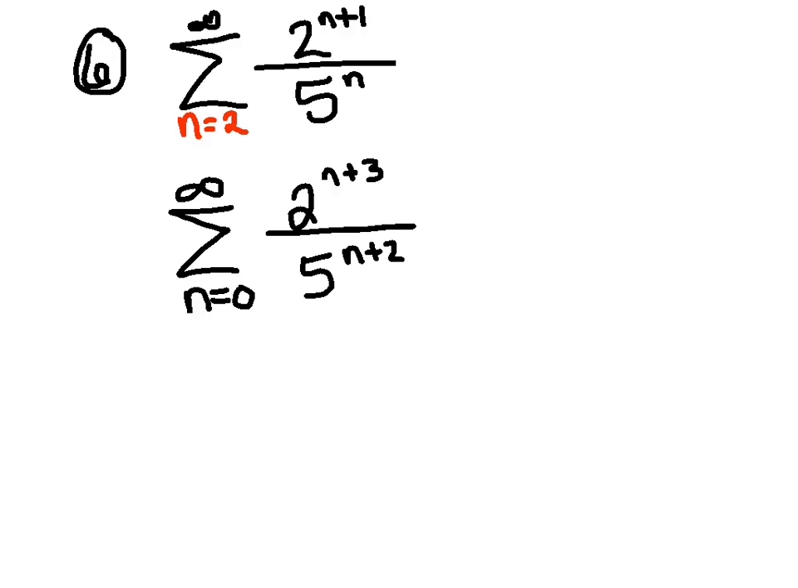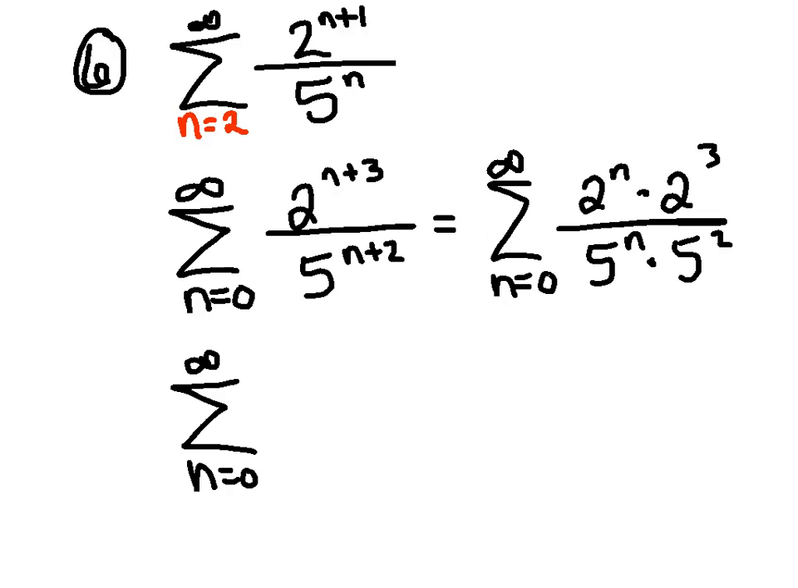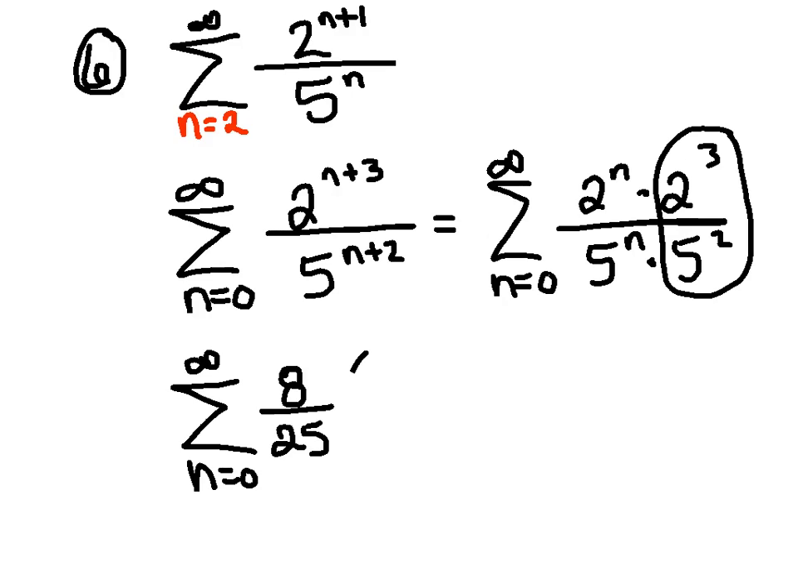Next thing we're going to do is a little bit of decomposition now. Okay, that's a real popular trend here with geometrics. We could say 2 to the nth times 2 to the third. On the bottom we've got 5 to the nth times 5 squared. Clean up a little bit more. Let's see. I'm going to say this right here is my a value. That's going to be 8/25. Then I could say 2/5 raised to the nth power.